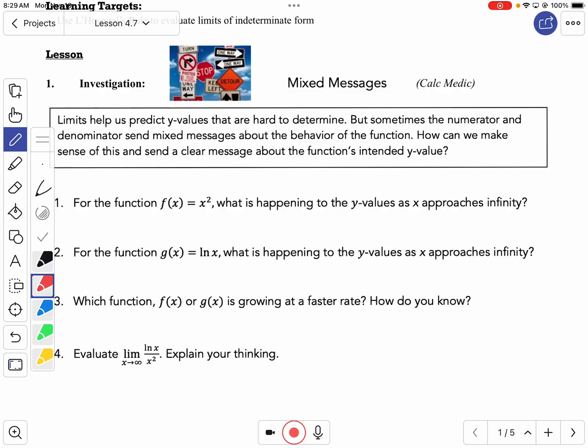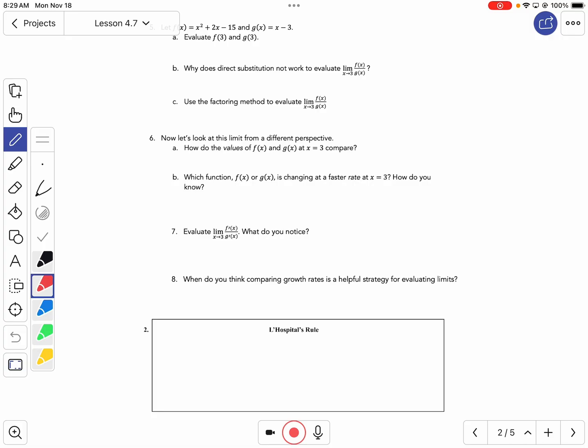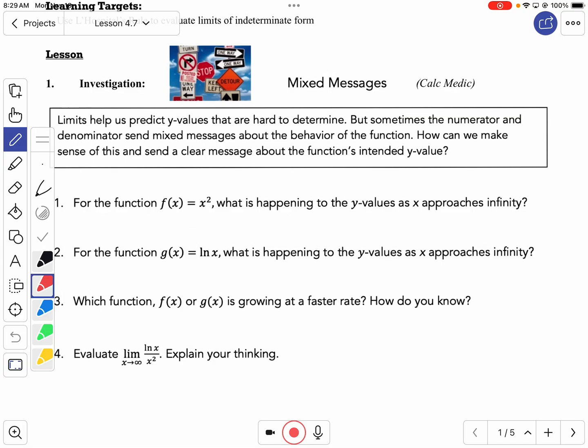So limits help us to predict y values that are very hard to determine, but sometimes the numerator and the denominator send mixed messages about the behavior of the function. How can we make sense of this and send a clear message about the function's intended y value? So there are several things here I want you to look at. On 2 pages, there's about 6, 7, 8 questions. So take a second and work through those with your table groups. All right, and then we'll talk about them.